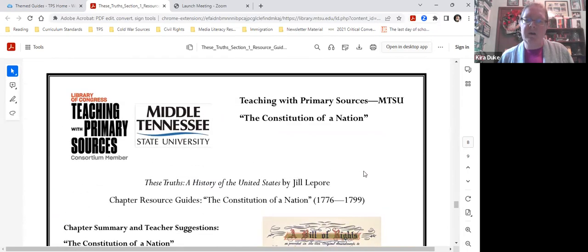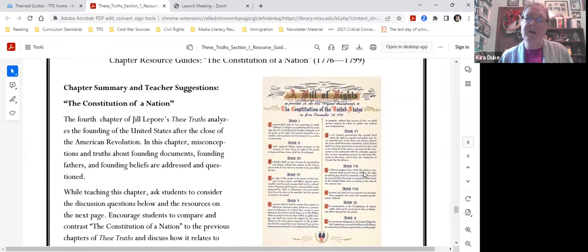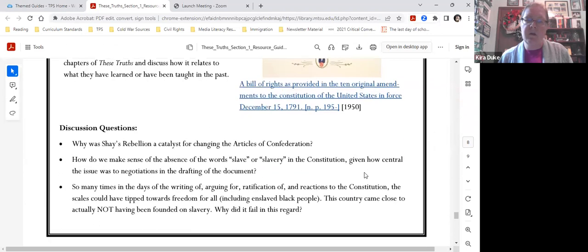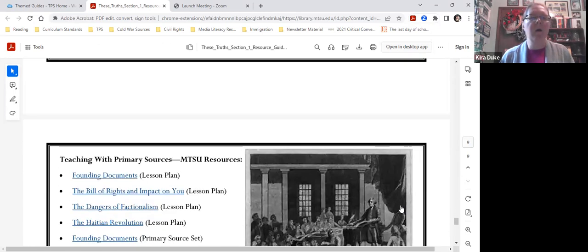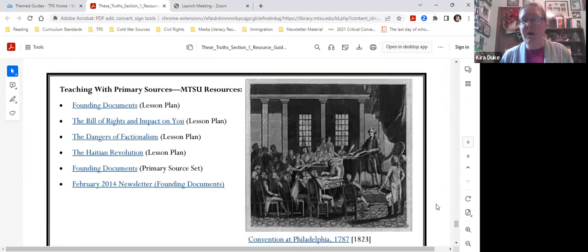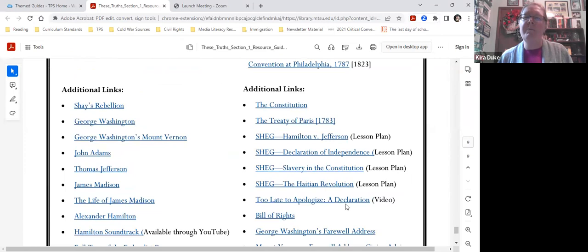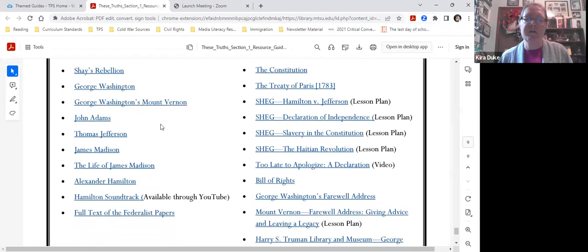So what you can find here with each of the chapters, we did a summary and teacher suggestions, possible discussion questions. Again, unless you're doing this with fellow teachers, the discussion questions are probably a bit much for your students. But what I did want to point out is a nice little collection of resources pieced together for this time period already. Here's some of the lesson plans and primary source sets, some things we've already talked about. But we also include some additional links, for example, Shays Rebellion, George Washington, Thomas Jefferson, James Madison, etc.